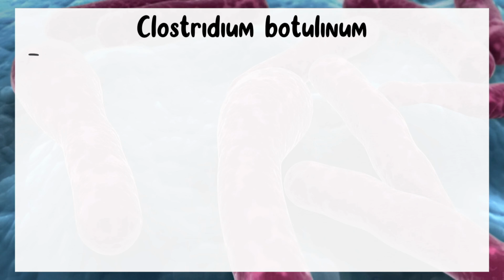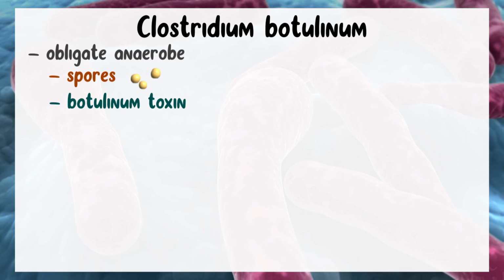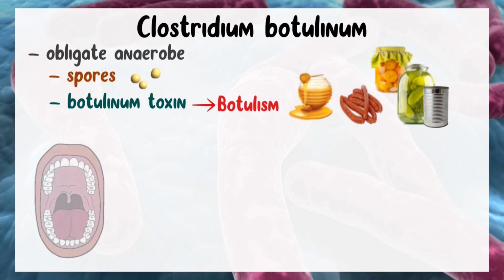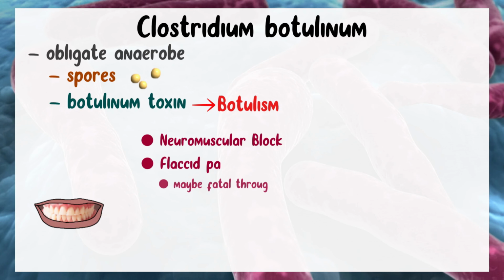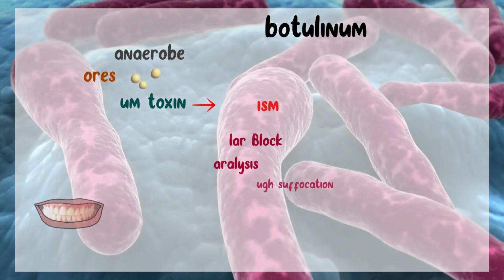In summary, Clostridium botulinum is an obligate anaerobe that produces spores and secretes botulinum toxin, which causes botulism. These spores are commonly found in improperly preserved food and honey. Ingesting food contaminated with botulinum toxin can result in a neuromuscular block and flaccid paralysis, which can be fatal due to suffocation if not treated with supportive care.